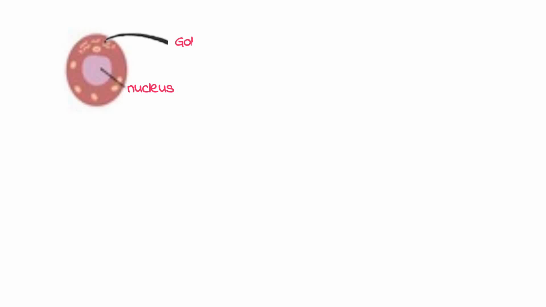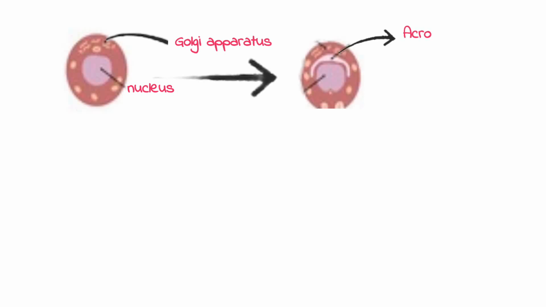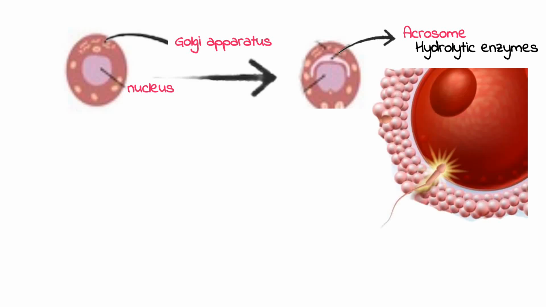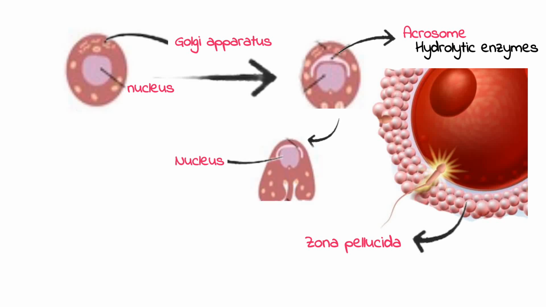First, the Golgi apparatus in the spermatid produces a vesicle called the acrosome and applies it to one pole of the nucleus in the form of a cap. This acrosome contains hydrolytic enzymes. These enzymes help break down the protective layer surrounding the egg, particularly the zona pellucida, a glycoprotein layer surrounding the egg, allowing the sperm to reach and fertilize the egg. The nucleus and the overlying acrosomal cap migrate to a position close to the cell membrane. This area, occupied by the nucleus and acrosomal cap, becomes the head of the developing sperm.